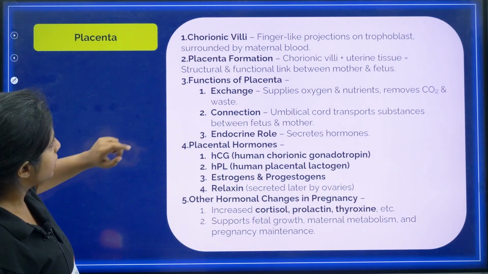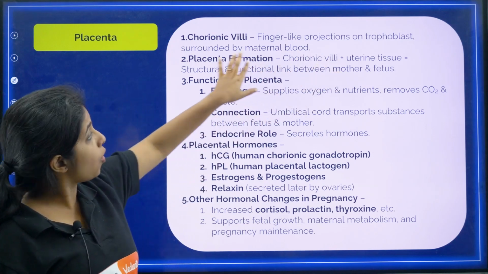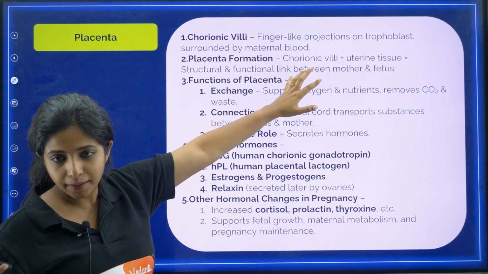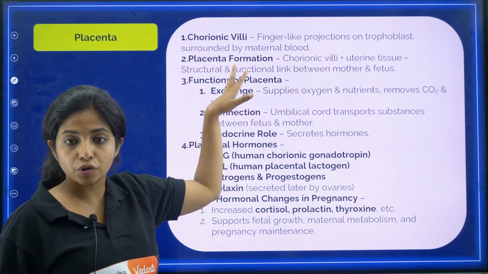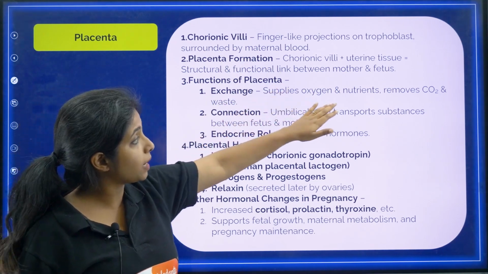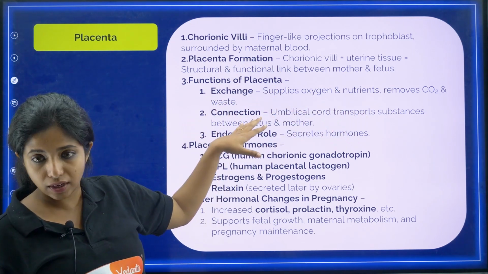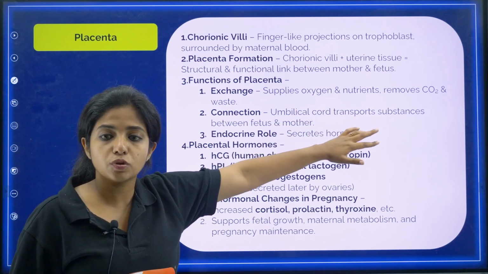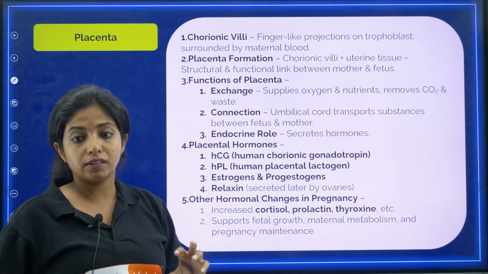So, chorionic villi are finger-like projections on the trophoblast surrounded by the maternal blood. Chorionic villi plus the uterine tissue form the placenta. Now, the function of the placenta is exchange. It supplies oxygen and nutrients, and removes CO2 and waste. As for connection, the umbilical cord transports substances between the fetus and the mother.